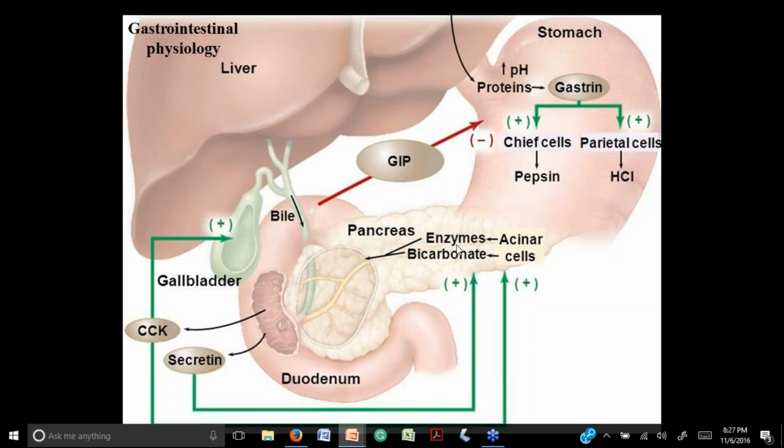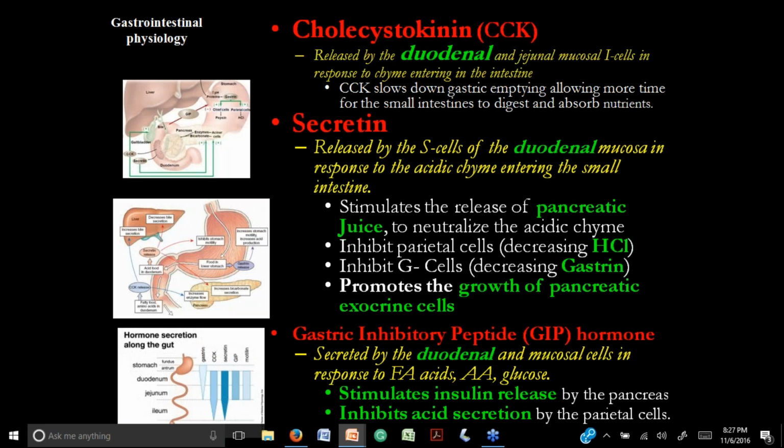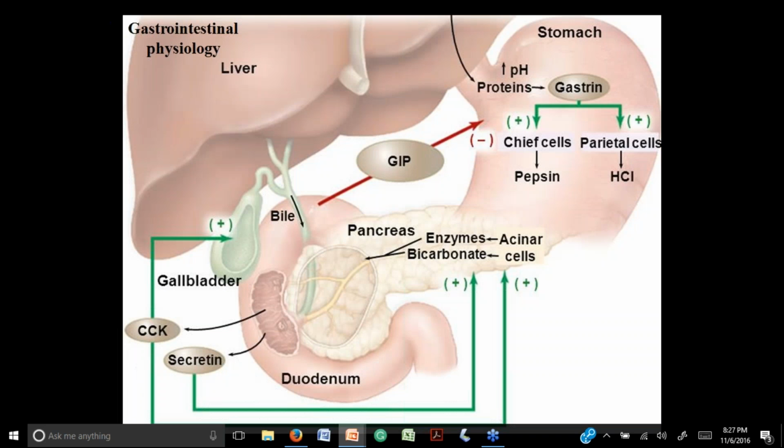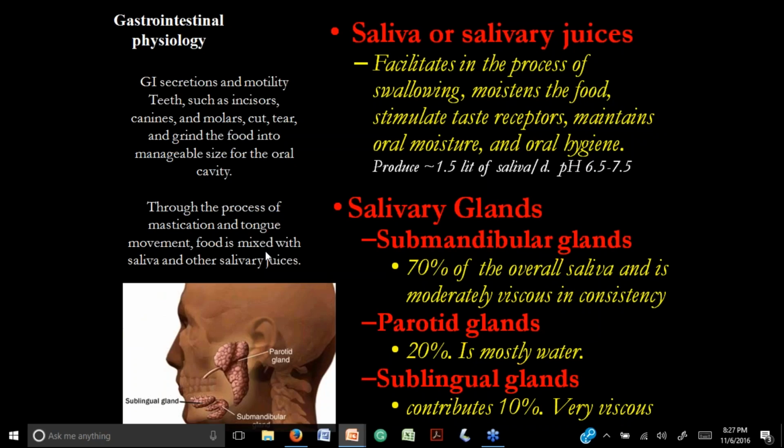Okay, so here we have the GIP, the gastric inhibitory peptide hormone, that is going to inhibit the secretion of the gastric acid too. So everything that is coming after the stomach, all these hormones are going to have a similar function, that is to decrease the gastric acid, which we don't need anymore if the chyme is already in the duodenum, in the gallbladder.